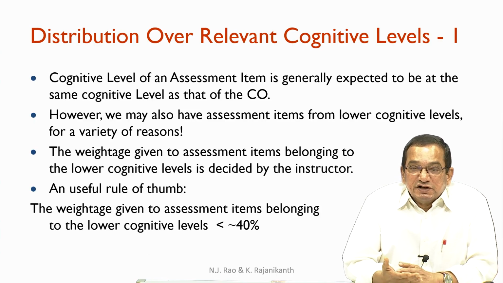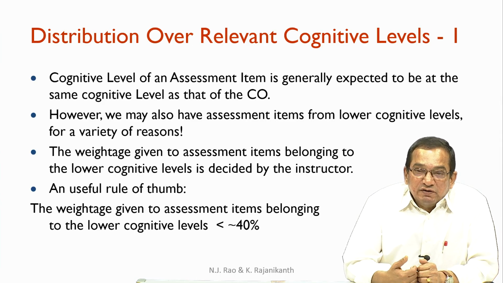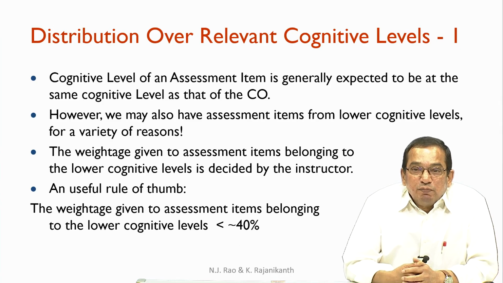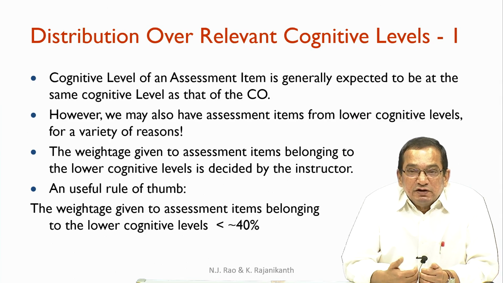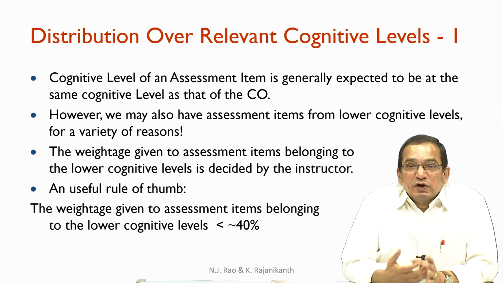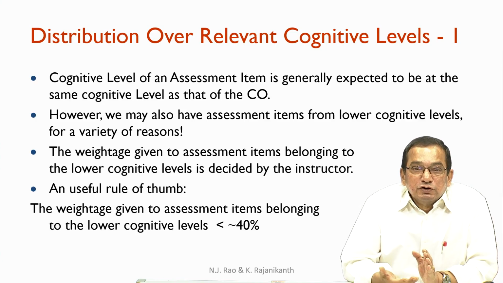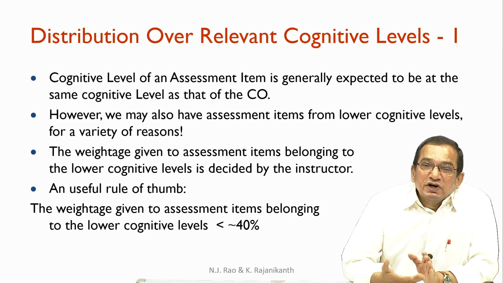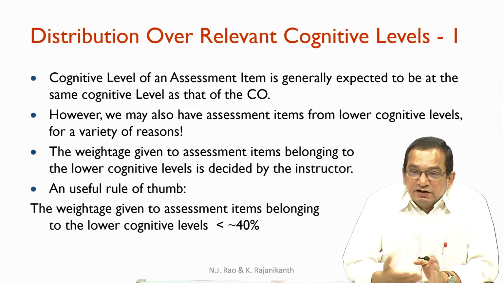If a CO is at apply level, how many marks do I allocate to apply level and how many marks do I allocate to the lower levels, which is understand and remember. Of course, within that, how many marks to understand level and how many marks to the remember level is also a choice of the instructor. But one useful rule of thumb is that the weightage given to assessment items belonging to the lower cognitive levels should not exceed 40%. Because the 40% is no magic figure, you could decide on 35%, you could decide on 30%.